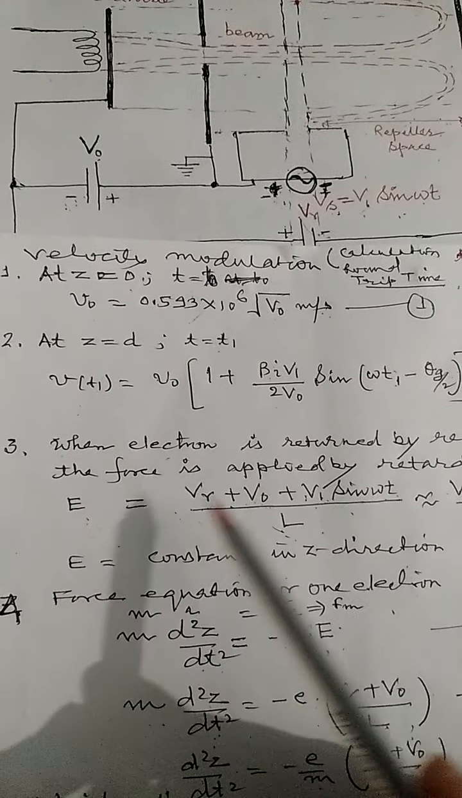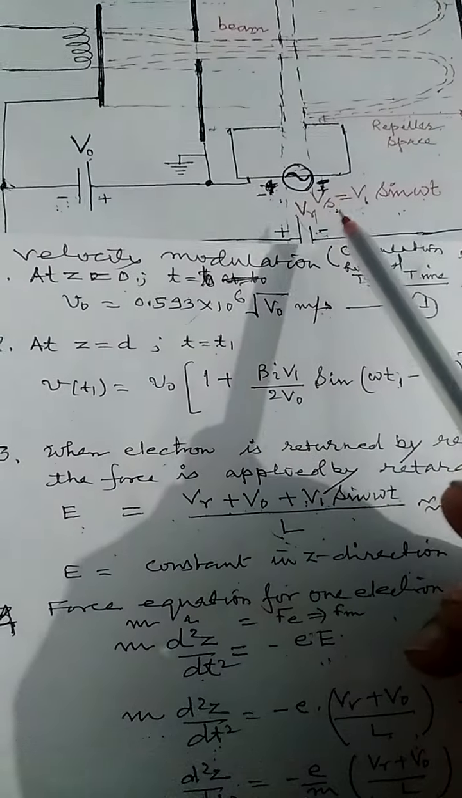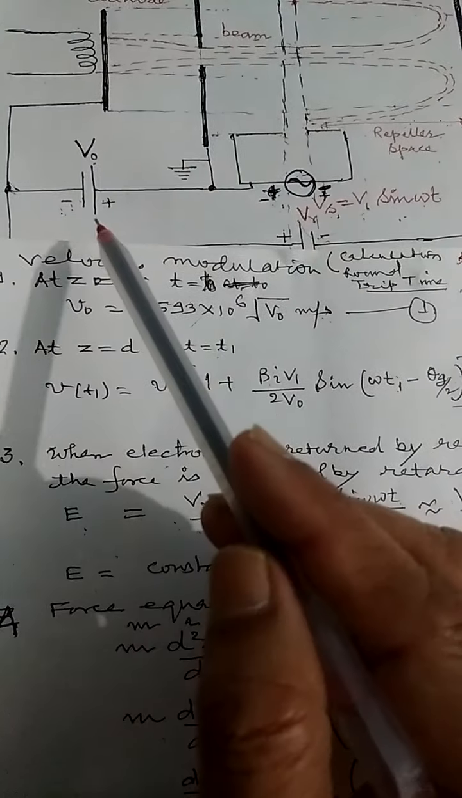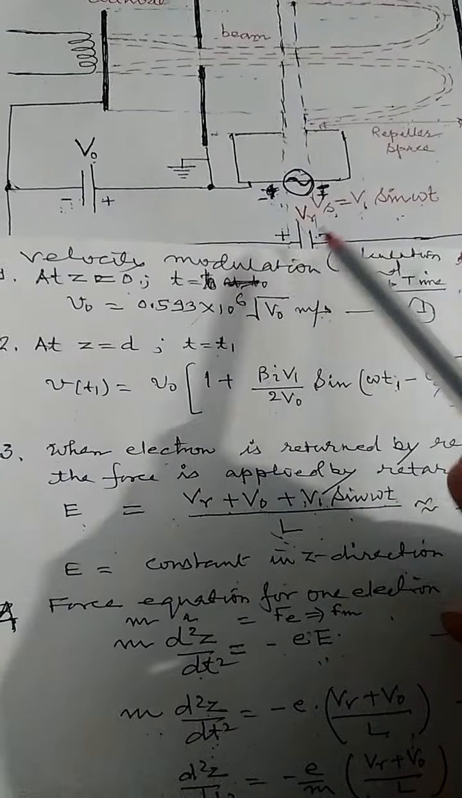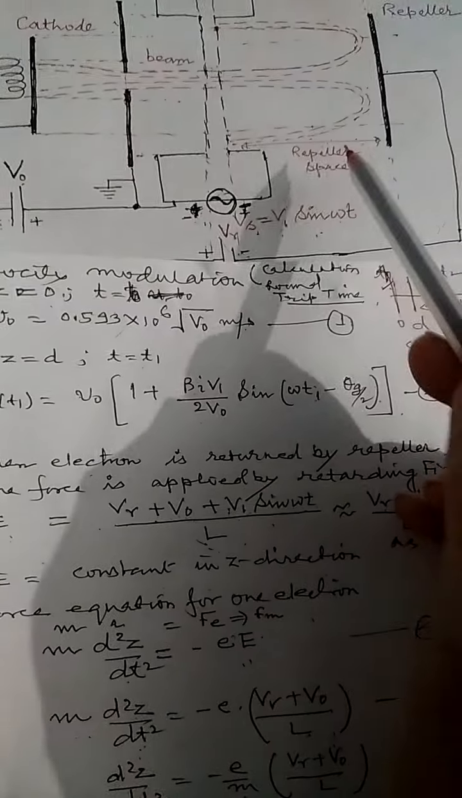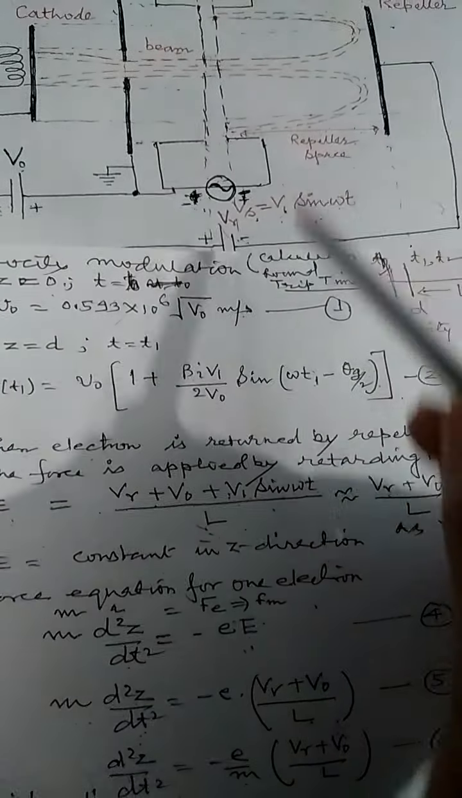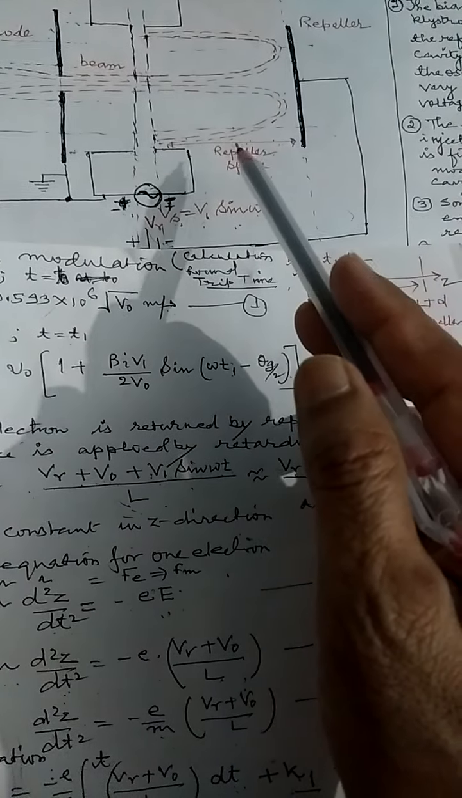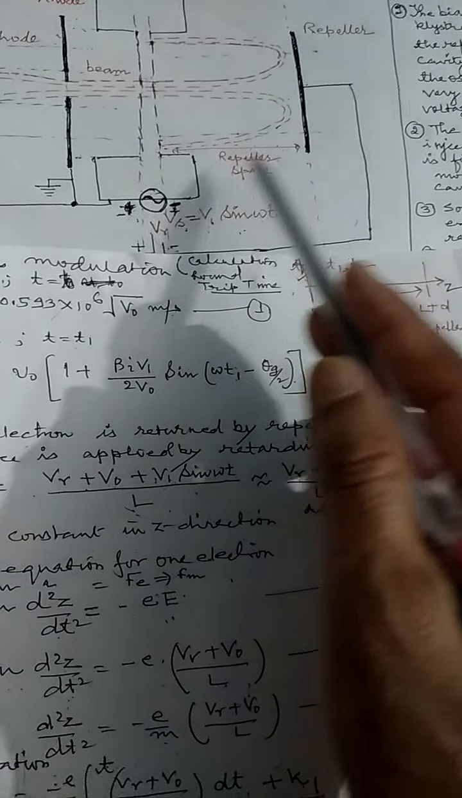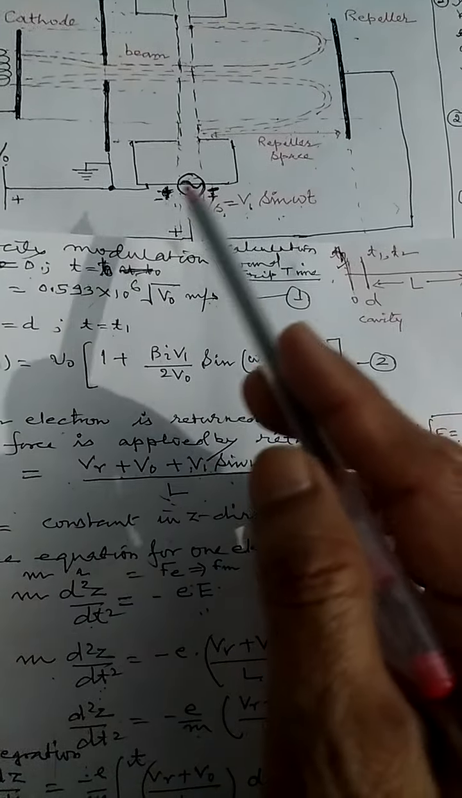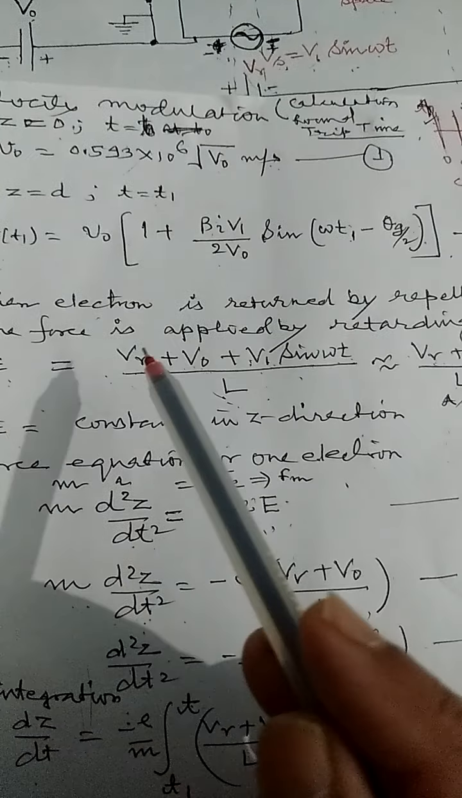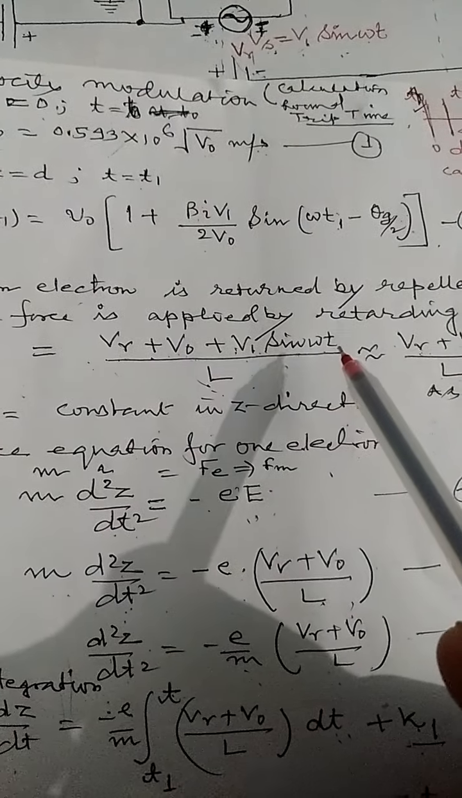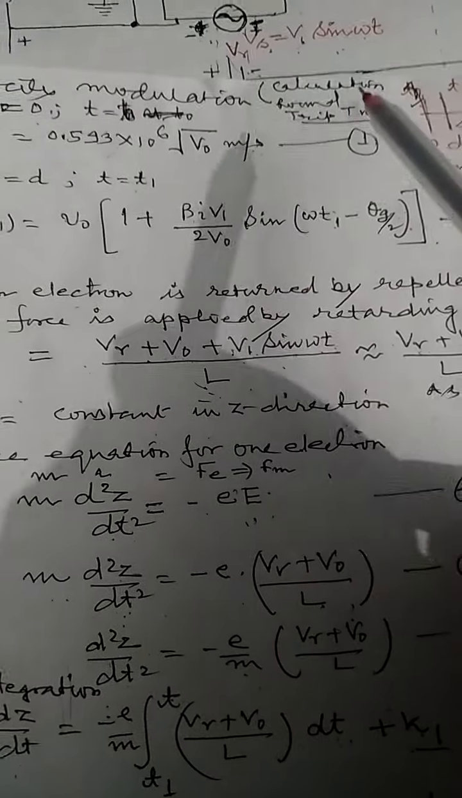So the retarding field is calculated by adding these voltages, that is Vs plus V0 plus Vr divided by L. This L is the distance. So E is equal to the gradient, we take minus del V, or V over L we say. So minus, and that minus and minus becomes plus. So E is equal to Vr plus V0 plus V1 sin omega t divided by L. Omega is the frequency, very high frequency, which is generated in the reflex klystron.